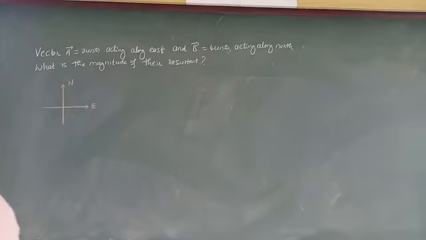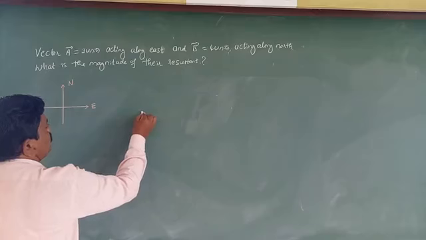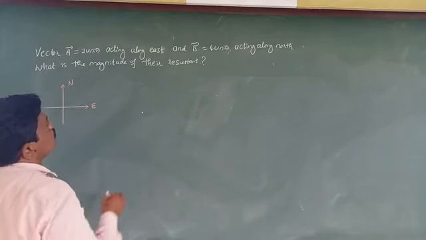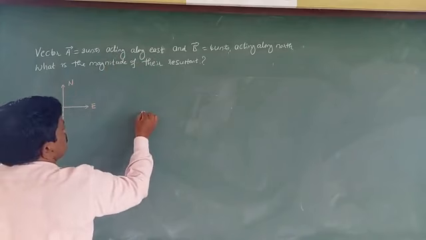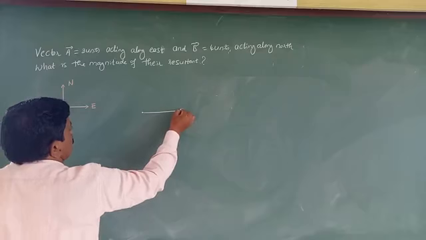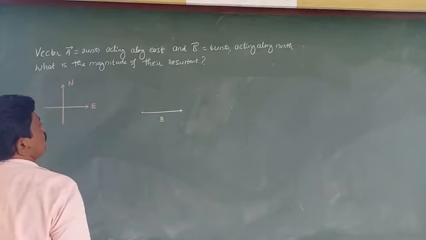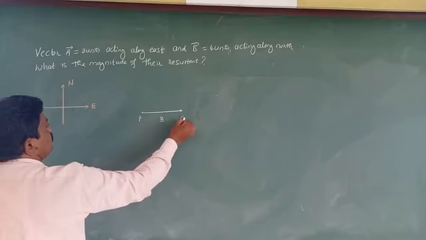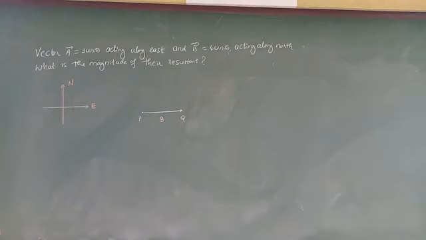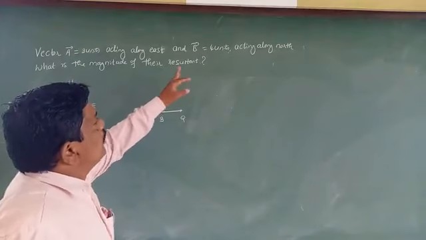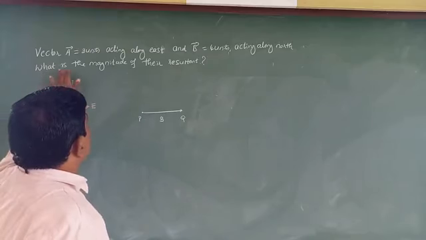Now the first vector A equal to 3 units. Start from here. A equal to 3 units acting along east means you have to draw towards east. So this one is the first vector. You can say the line PQ indicates the vector A. Next, another vector B, of 4 units acting along north.